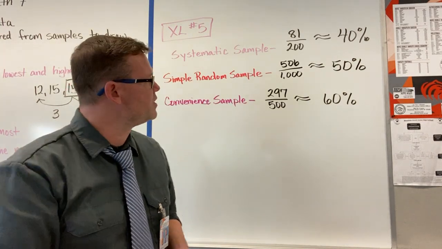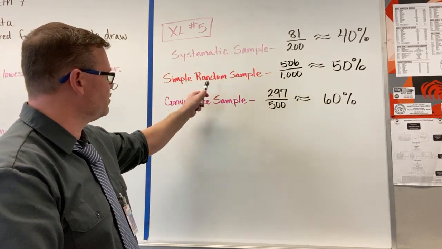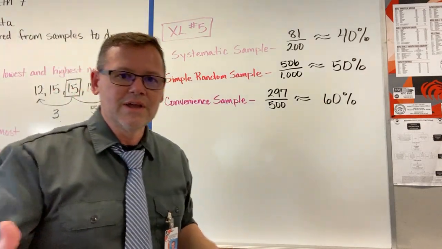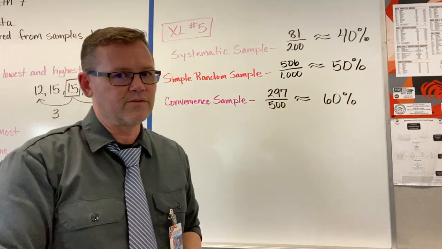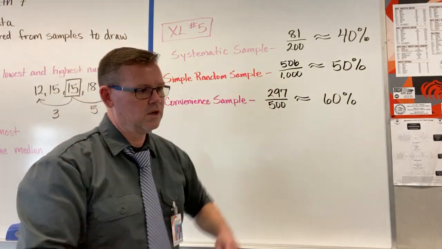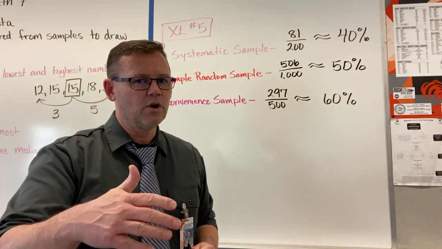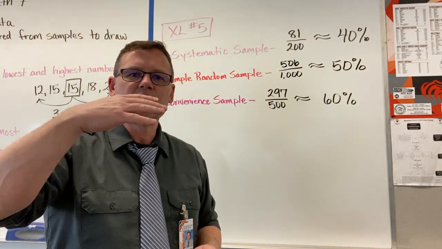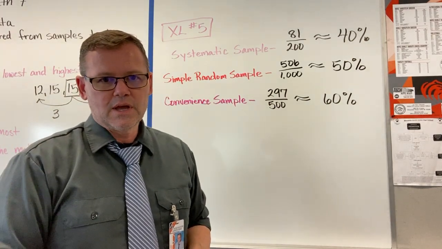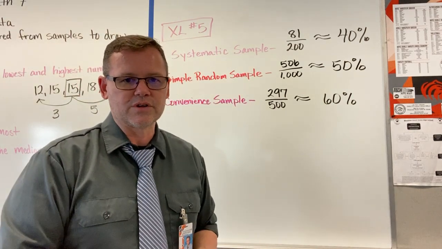The hardest thing about this is they've got systematic sampling, simple random sampling, and then convenience sampling. If you don't know what those are, it makes this a little more difficult, so I'm going to explain that real quick. Systematic sampling would be if you said, we're going to systematically go through and poll every third person that walks into our store. Every third customer we had, we're going to contact them and see if they're happy with our service.